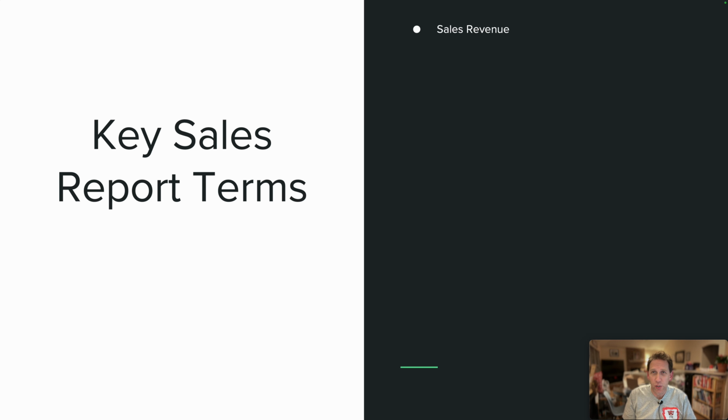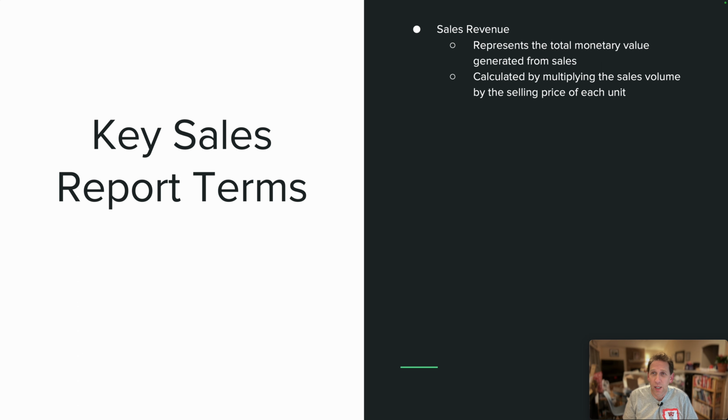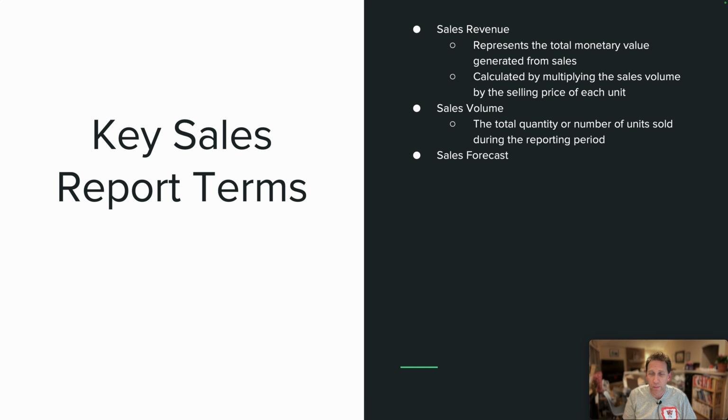So there are some key sales report terms. First off is sales revenue. This represents the total monetary value generated from sales. It's calculated by multiplying the sales volume by the selling price of each unit. Basically, how many items did you sell and at what price? Sales volume is the total quantity or number of units sold during the reporting period.